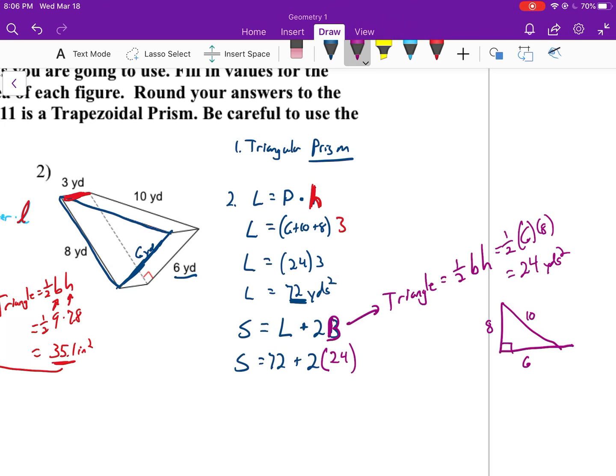And so now we can finish up here. S equals 72. 2 times 24 is 48. Add those together, and you get 120 yards squared.